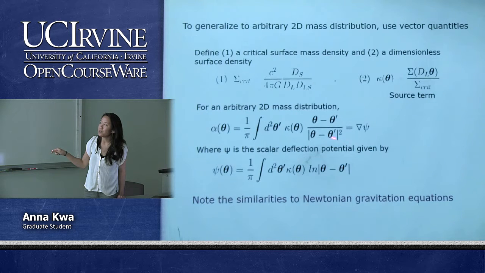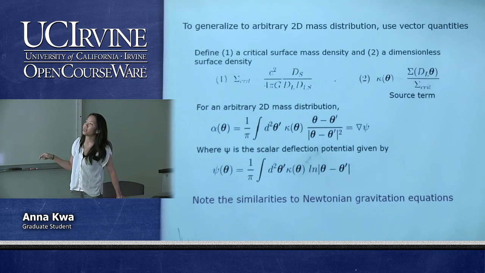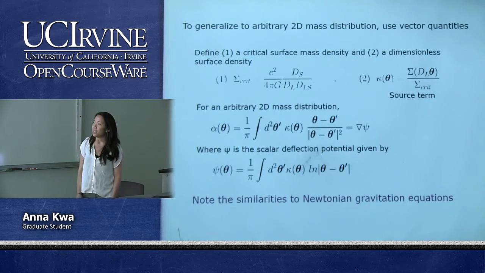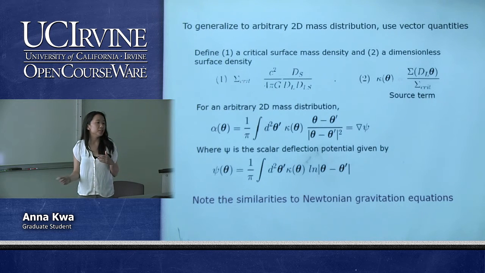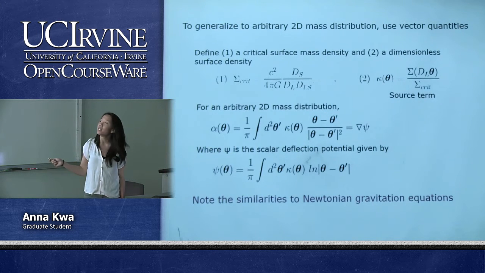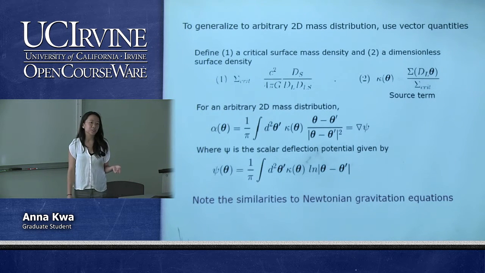And you'll notice that you can write alpha of theta as the gradient of some scalar potential, where the scalar psi is given by this expression here. So you should notice that these equations look really similar to Newtonian equations for gravitation. So we have a source term, so kappa is sort of like our source term. We have some scalar potential, and we have some quantity that is the gradient of that scalar. So in gravity, the thing that's the minus gradient of your scalar is the force.